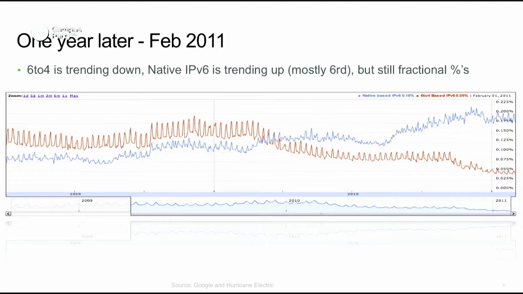I wasn't sure we were going to be able to achieve that, but we were. It was great. And native V6 is actually starting to pick up. So this was like Free Telecom and a couple of service providers out there.